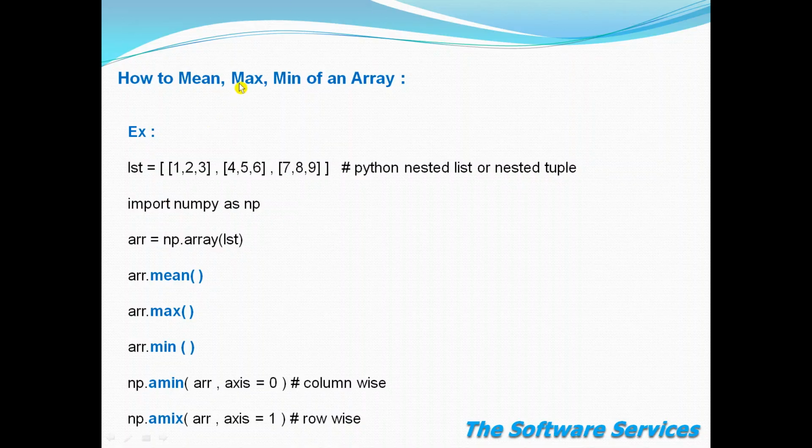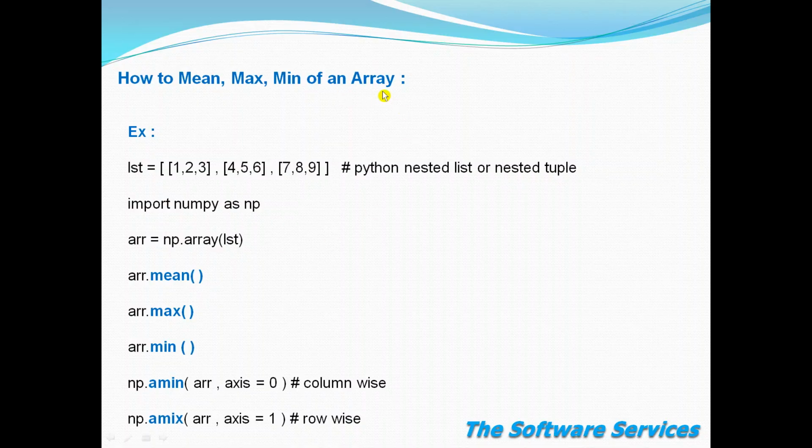And what is maximum? The maximum top value in the array is called maximum value. Minimum value means the least number in an array. Maximum value means the highest number in an array. Mean value means the sum of all the elements divided by the total number of elements in an array.